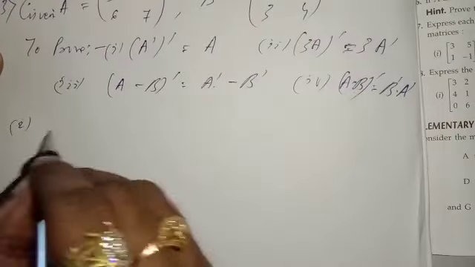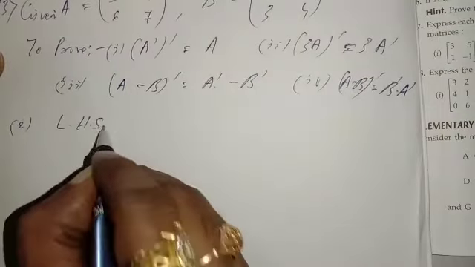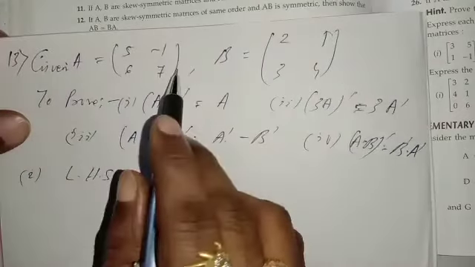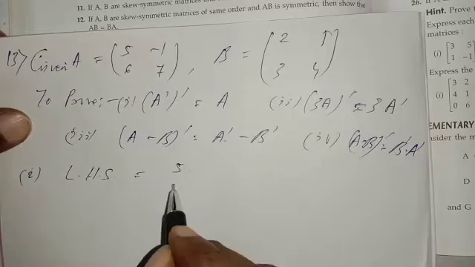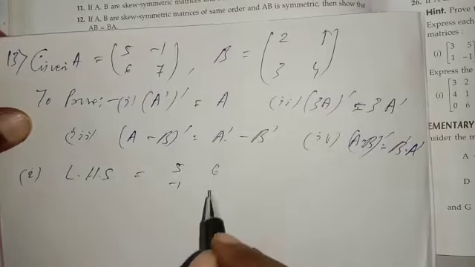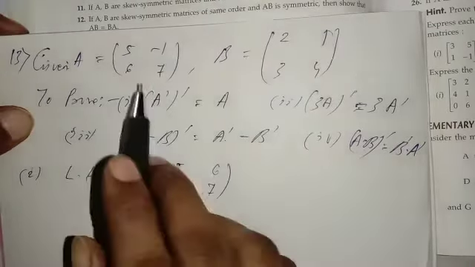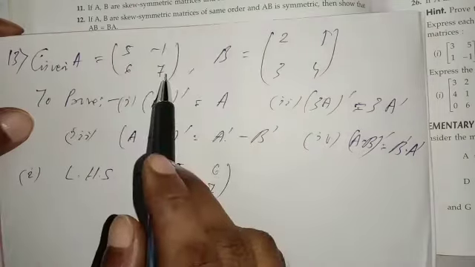The first part, your left hand side is given A transpose. A transpose will be how much? Just A. 5 minus 1, 6, 7. It means A transpose, row will be converted to column, column will be row. First row 5 minus 1 is converted to a column. Second row 6, 7 is converted to the second column.